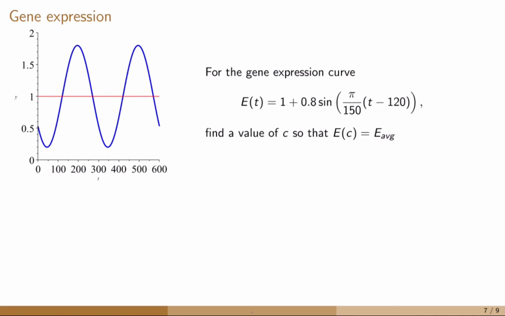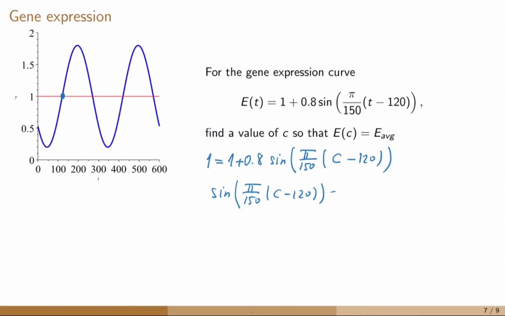So for the gene expression curve, find a value c so that E of c equals the average. So what we are looking for, you can see already in the graph, would be, for example, this point where the function equals its mean value, and the mean value was equal to 1. So what we need to solve is 1 equals 1 plus 0.8 sine of pi divided by 150 times (c minus 120), and c is the unknown value which I'm interested in. So for what value of c do I hit the mean value? And so the 1 cancels, the 0.8 is non-zero, so this basically means that the sine of pi divided by 150 times (c minus 120) has to be 0.